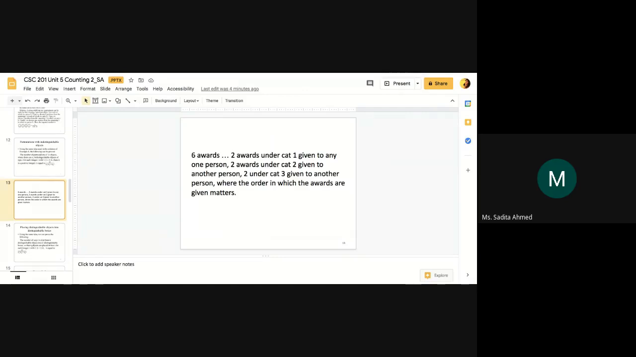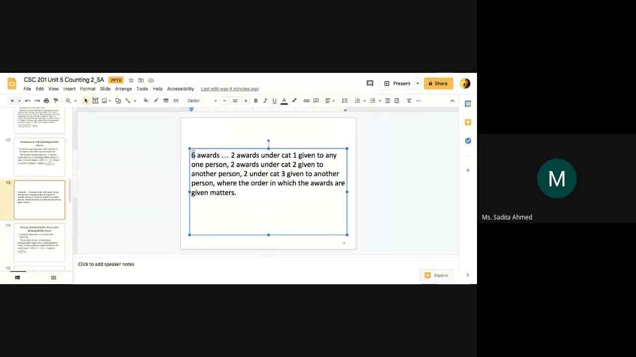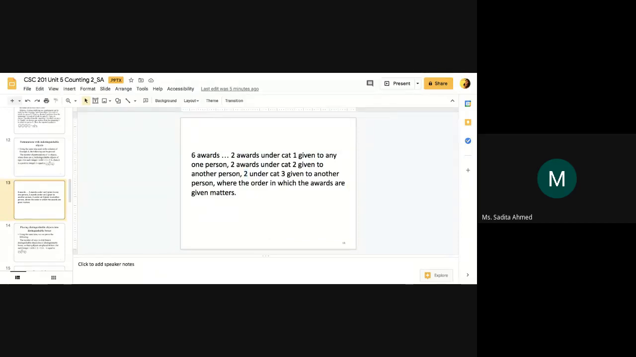However, it's not a straightforward permutation problem. And here, again, we have 6 objects, so n is equal to 6. We have n1 objects of type 1, 2 objects of type 1, n2 objects of type 2, 2 objects of type 2, n3 objects of type 3, 2 objects of type 3. So 6 factorial divided by n1 factorial multiplied by n2 factorial multiplied by n3 factorial. So 6 factorial divided by 2 factorial multiplied by 2 factorial multiplied by 2 factorial, like one of you said. All right? So that's that.